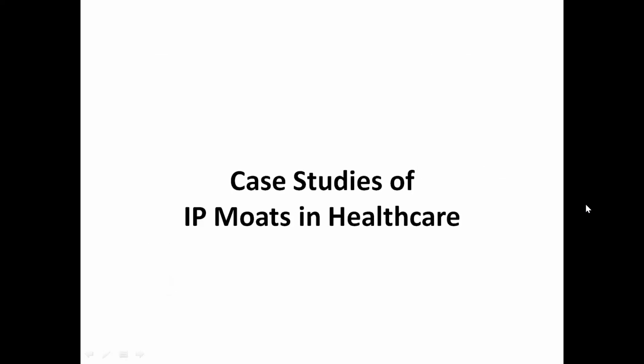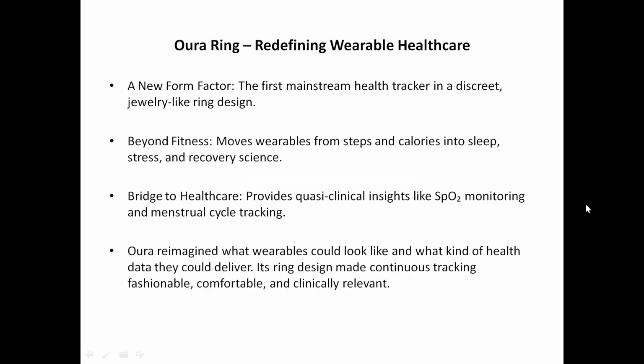So this is a case study from actual litigation. The Oura ring is a famous ring that is redefining wearable healthcare. It has a new form factor, nothing to do with a watch type or the other types of wearables. It's a ring, right? It can fit onto your finger. It was the first mainstream health tracker to create a jewelry-like ring design, right?